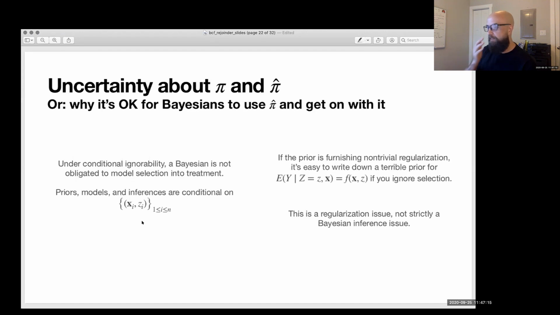The other fact that I think we've demonstrated pretty convincingly through extensive simulations is that if the prior is furnishing non-trivial regularization, it's really easy to write down a crappy prior for the expected outcomes under treatment and control, or rather the conditional expectation given Z and X. Okay, and again, this is a regularization issue. It's not strictly a Bayesian inference issue, but once we start thinking about estimation in high dimensions or being non-parametric about it, our prior is going to be supplying non-trivial regularization.